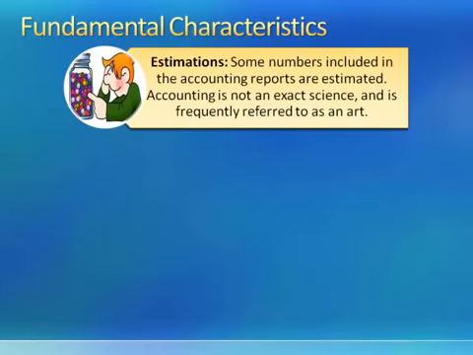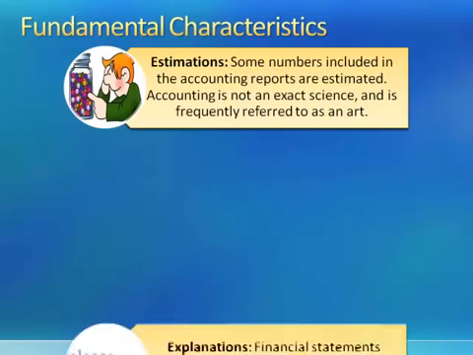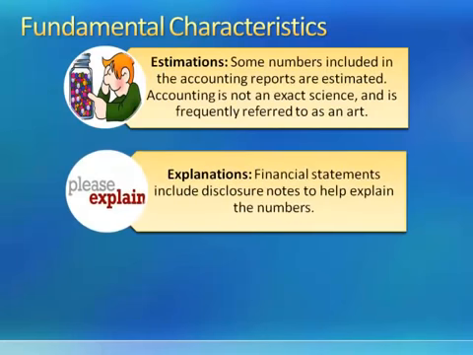Next, estimations. Many people believe that accounting is an exact science, but in reality, many numbers included in the accounting reports are estimated. Accounting is not an exact science and is frequently referred to as an art. Next, explanations. Financial statements include disclosure notes to help explain the numbers. Financial statements are not complete if these disclosure notes are not provided.